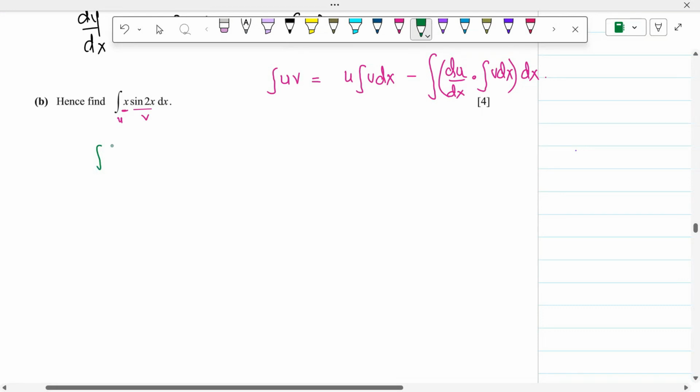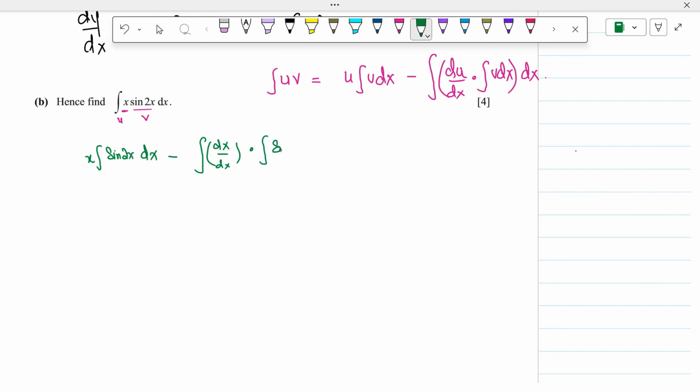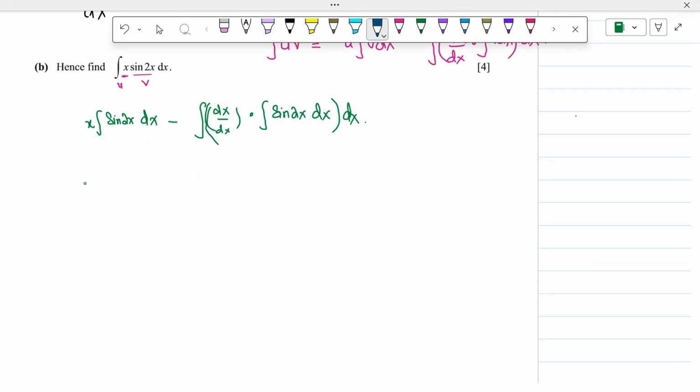So x, which is u, times the integration of v, which is sine of 2x, with respect to dx, minus the integration of the derivative of u, meaning the derivative of x, times the integration of v, meaning the integration of sine of 2x dx, and the whole integration. x remains the same, the integration of sine of 2x is negative cos of 2x, and since we have the multiple 2 in the angle, it will be divided by 2. Minus, the derivative of x is 1, and the integration of sine of 2x, which is negative cos of 2x over 2, with respect to dx.